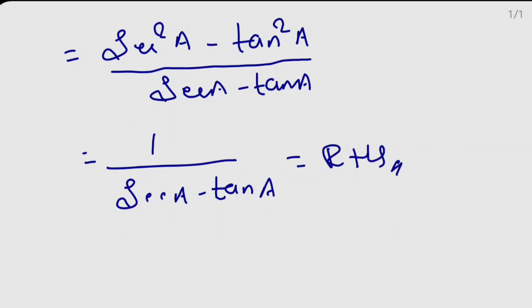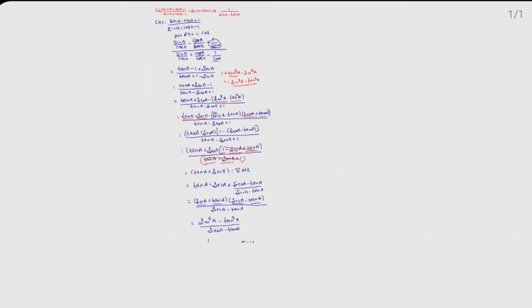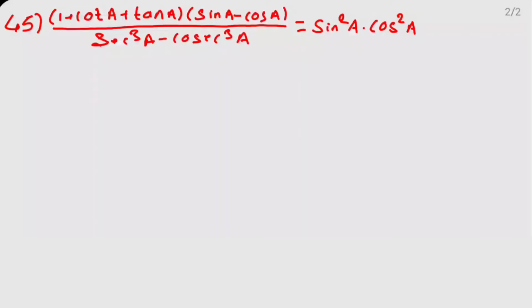Is it clear? So see here, the given RHS is sec A plus tan A, and here we proved sec A plus tan A, and one more RHS is 1 divided by sec A minus tan A, and here we proved 1 divided by sec A minus tan A, hence proved. Is it clear? So well students, look at the next problem.